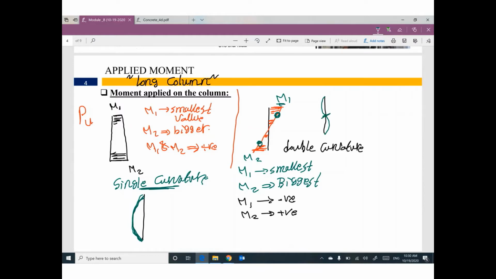In this case, M1 and M2 have different signs. M1 will be negative, M2 will be positive. M1 is the smallest value, M2 is the biggest value. In the first case, M1 and M2, both of them are positive. M1 is still the smallest value, M2 still the biggest value.